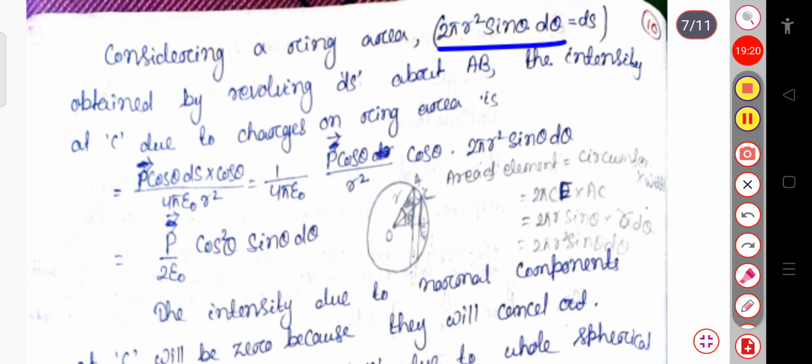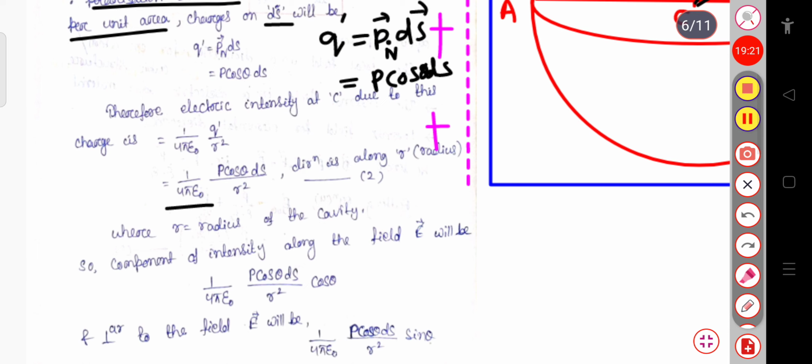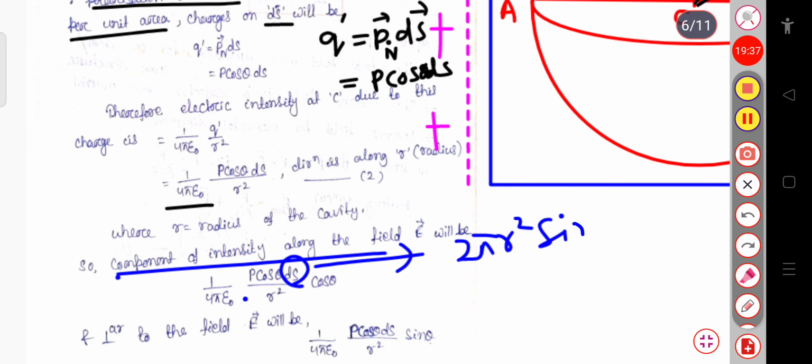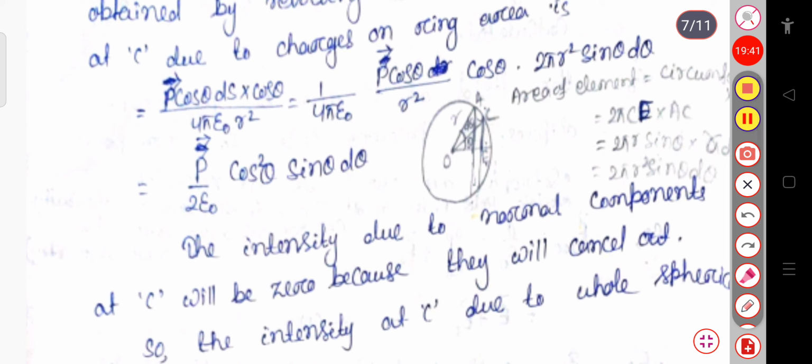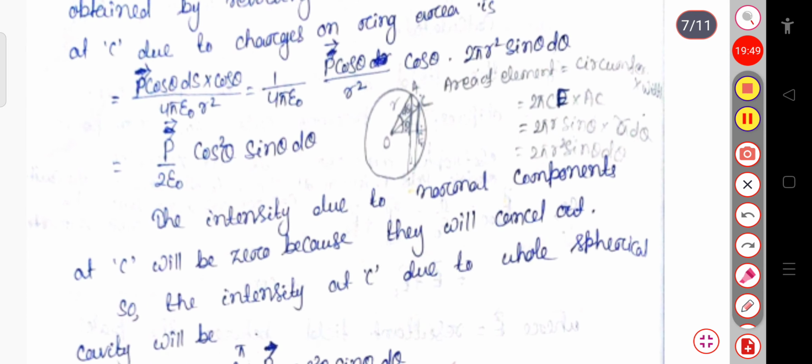Now if you substitute the value here, the component of the intensity along the field will be 1 by 4 pi epsilon naught, P cos theta divided by r square. In place of ds, I will substitute 2 pi r square sin theta d theta. So this will be equal to P cos theta into cos theta divided by 4 pi epsilon naught r square, and in place of ds I will write 2 pi r square sin theta d theta.